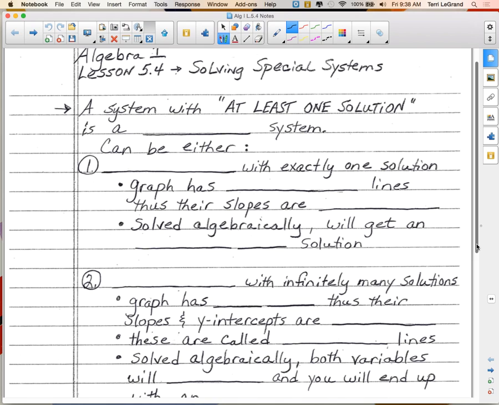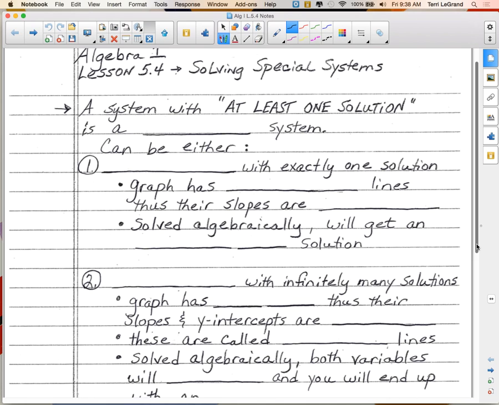If they don't intersect, do they share any points? Do they have any points in common? No, they don't. So there's that possibility. Then there's one more possibility, and that third possibility is that they share every point. In other words, they are the same line. And then we would say that the solution is infinitely many solutions. Not just any ordered pair on the coordinate plane, but all the points on that line that they share.